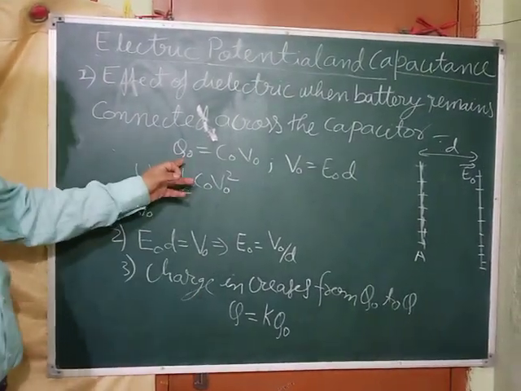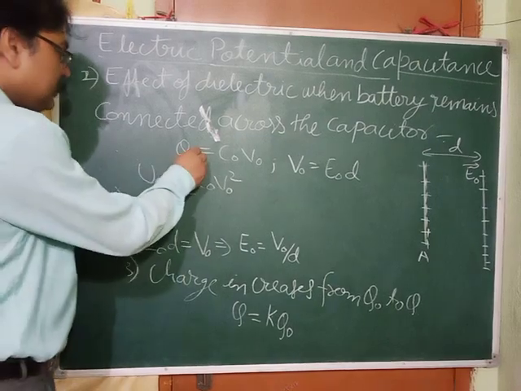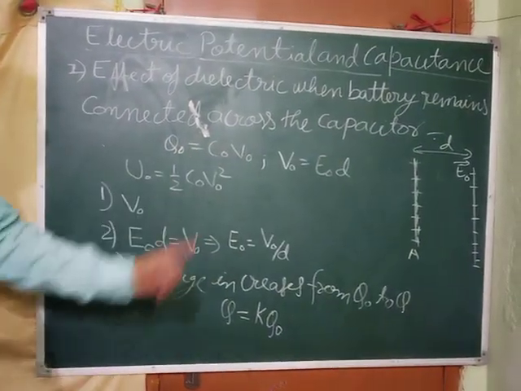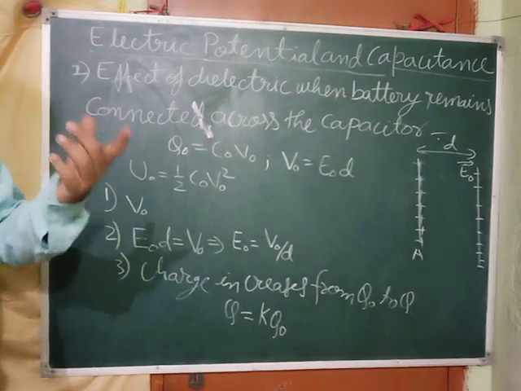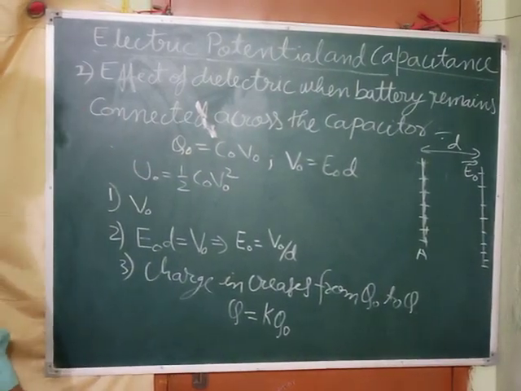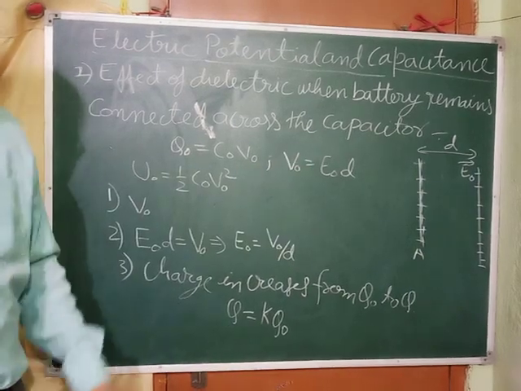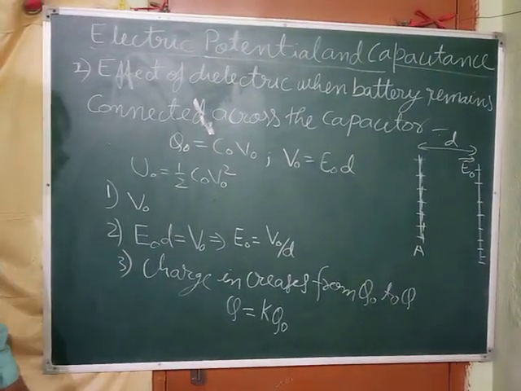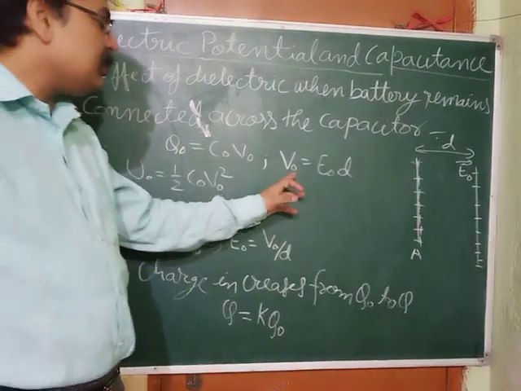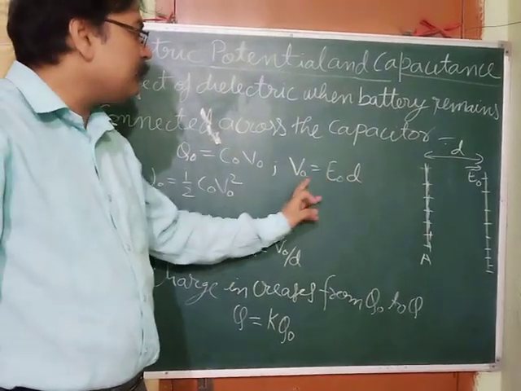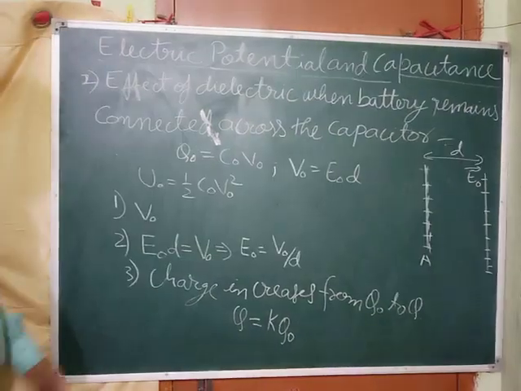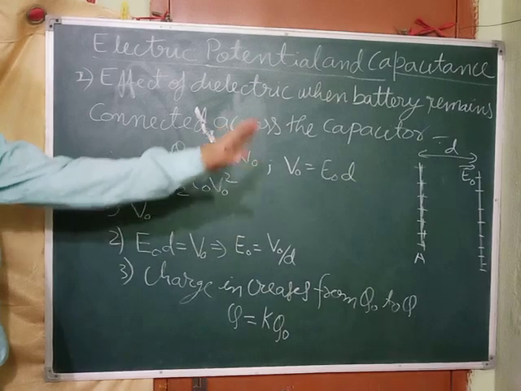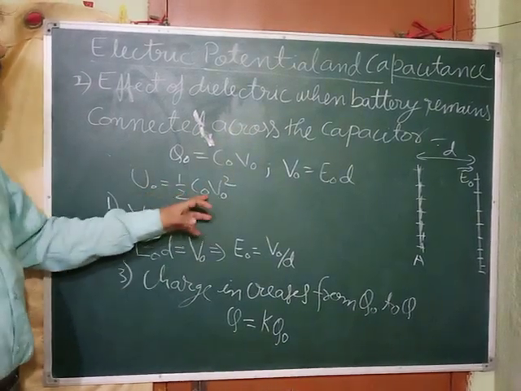So can we write this expression? Q naught is equal to C naught V naught, where V naught is the potential difference across the plates. C naught is the capacitance when only air or free space is there between the plates. Now potential is V naught, electric field is E naught, so in this way they are related. Now what is the potential energy? We are writing U naught because the medium is free space, so half C naught V naught square.